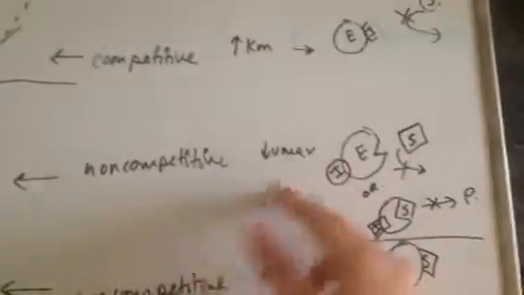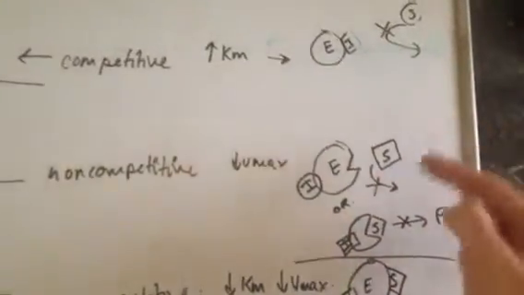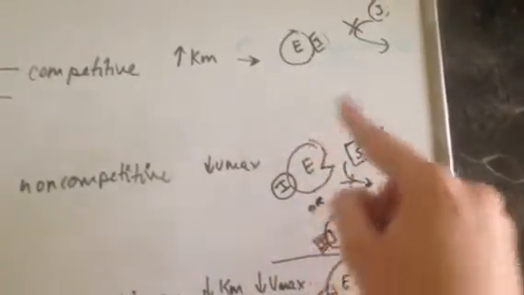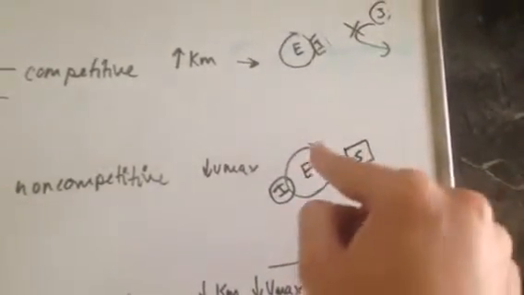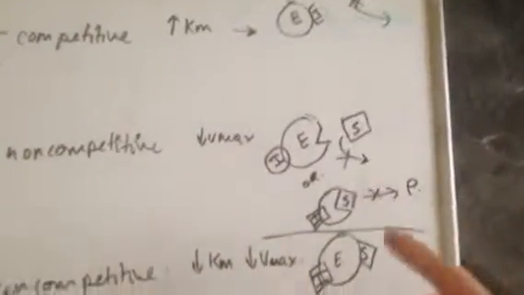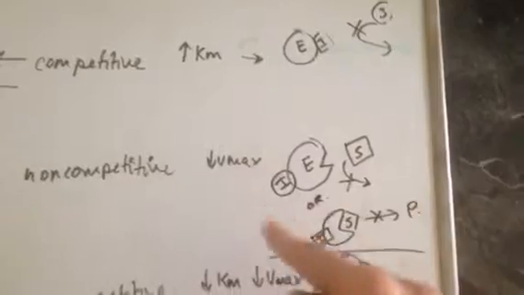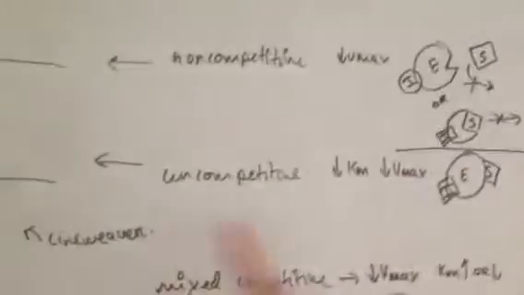But for non-competitive inhibitor, regardless if you have a bunch of S's, the I can still bind behind it, and it can still cause a conformational change so that then the S can no longer bind. It's still the same case, even if you increase the substrate concentration, you're still going to have the inhibitor binding and preventing the reaction from going on. Okay, so that would be pretty much it.